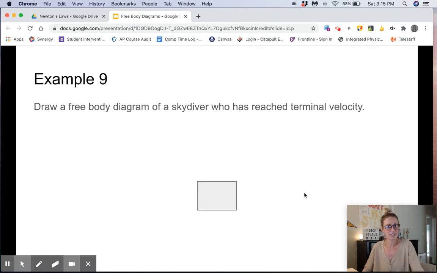So here's my skydiver. Again, the force of gravity is what is pulling that skydiver down towards the earth. And then, like I said, because we're at terminal velocity, we're at a constant velocity, there's no more acceleration, therefore forces have to be balanced. And therefore, the force of air resistance has to be the same size as the force of gravity.